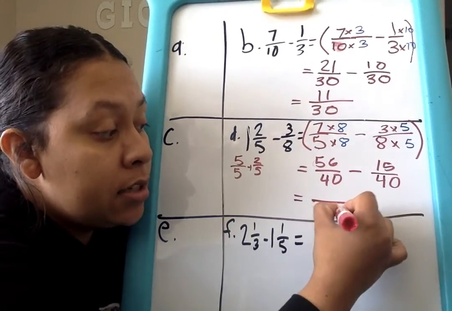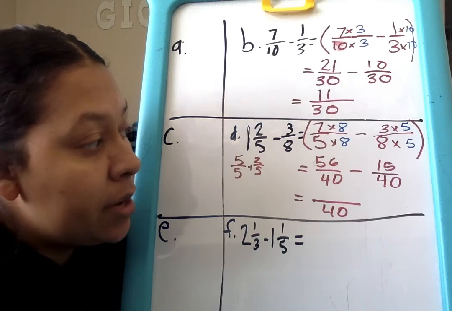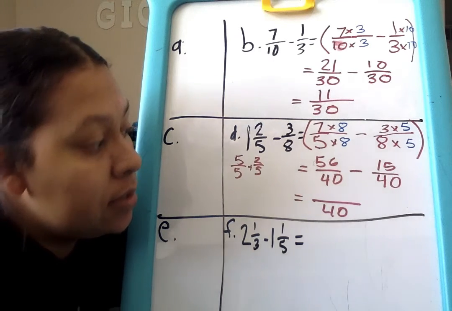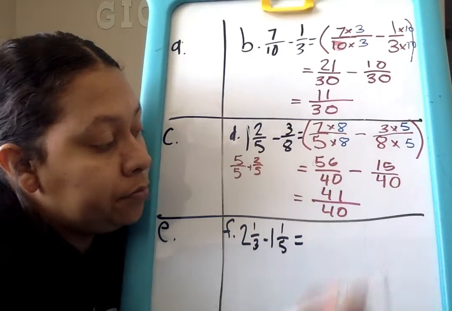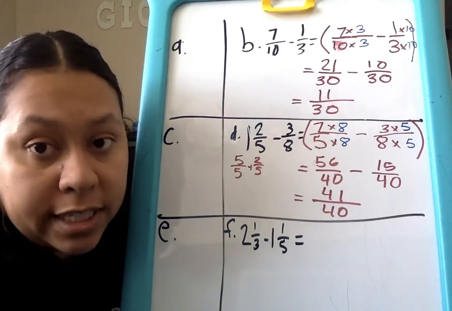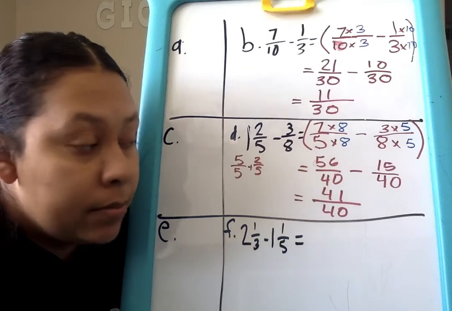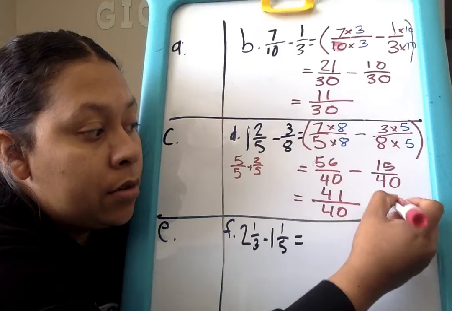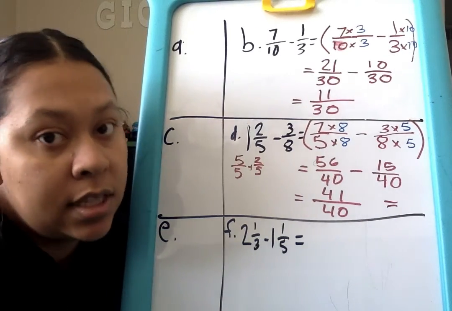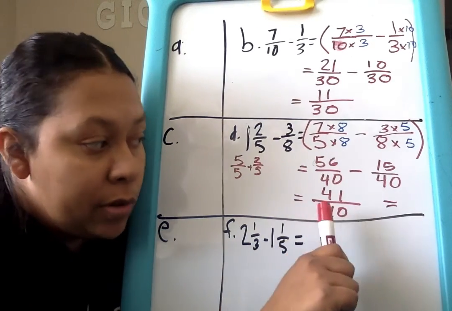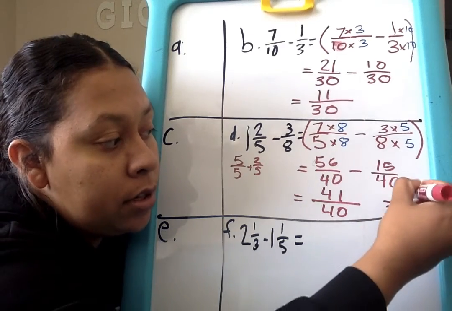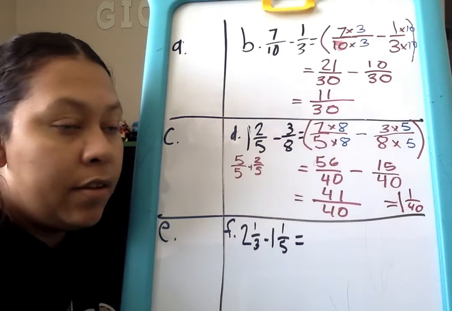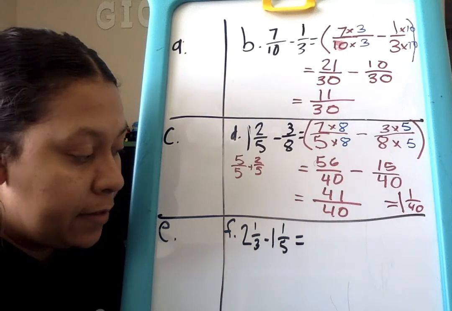So our denominator stays the same. And now we have 56 minus 15, which is 41. So 41/40. You can leave it like that. The answer will be correct, but you can also go farther and think about it, but don't plug this into the class assignment. This is more than one whole. This is exactly one whole and 1/40 left over. Okay. All right. So now let's do F.